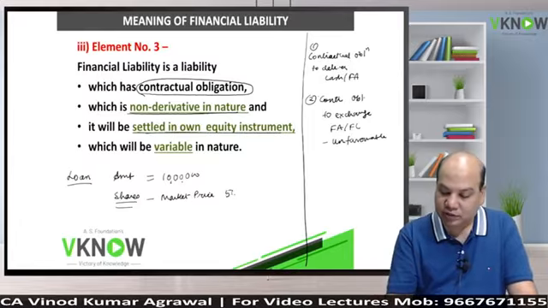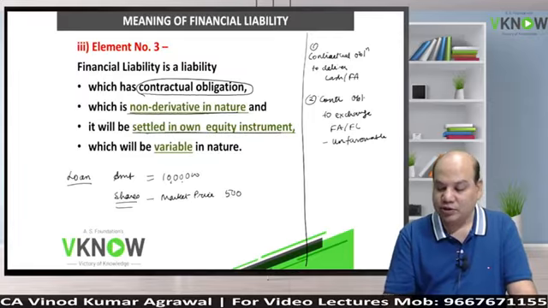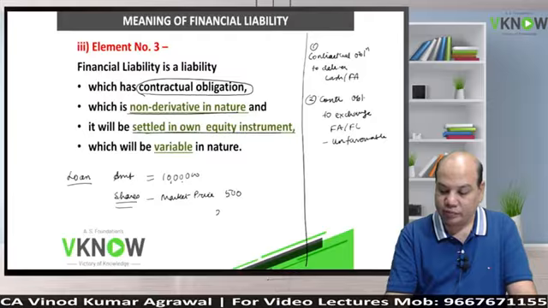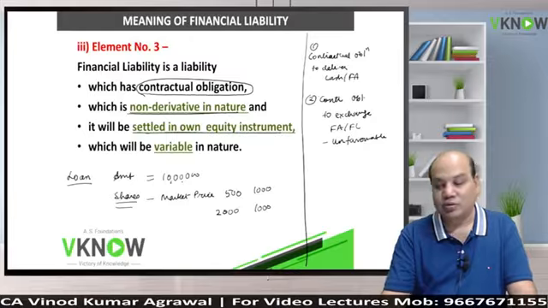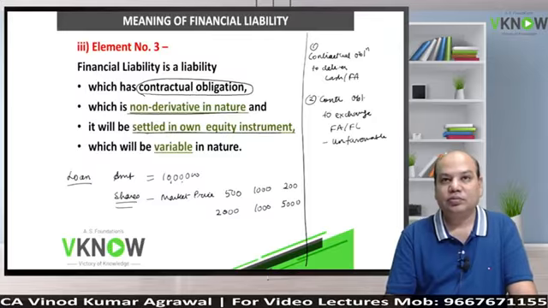Market price is 500 rupees. How many shares will be issued? 10 lakh divided by 500, 2000. But suppose the market price is 1000 rupees, then I will issue you 1000 shares. If the market price is 200 rupees only, I will issue 5000 shares. So the number of shares to be issued is varying.